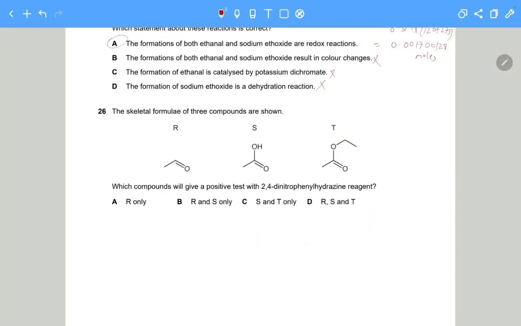Question 26. The skeletal formulae of three compounds are shown, R, S and T. Which compounds give a positive test with 2,4-dinitrophenylhydrazine reagent? So this is only for carbonyl compounds. R is an aldehyde, so yes, it will give a positive test. S is a carboxylic acid, will not give a positive test. T is an ester, it will also not give a positive test. So the answer will be R only, which is A.